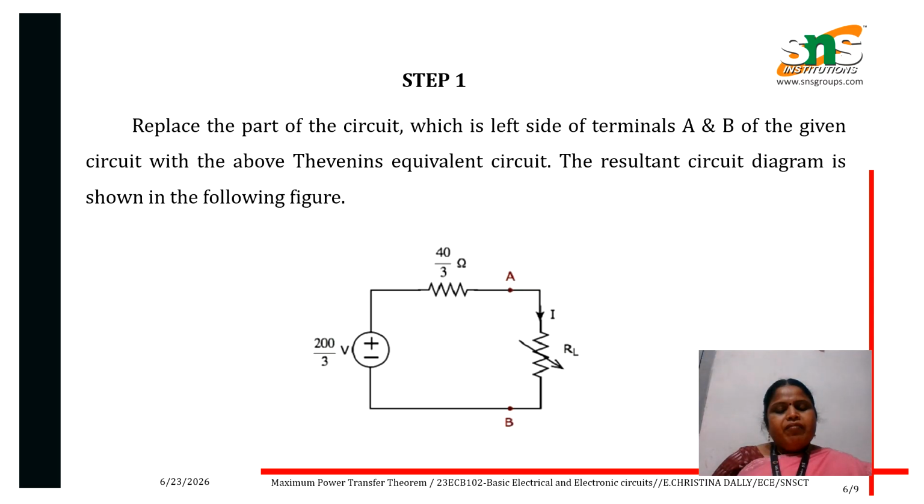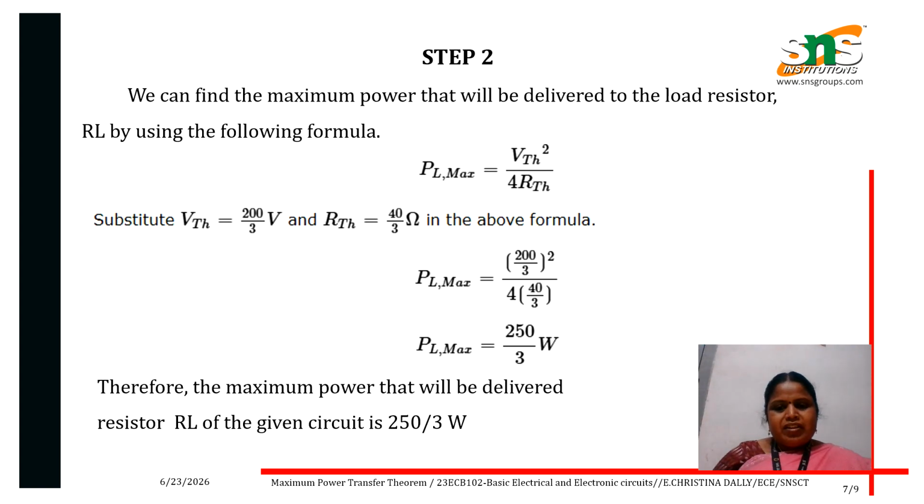We already know that we have to disconnect the load resistance. So here we replace the part of the circuit to the left side of the terminals A and B as given. The resultant circuit diagram is given in the following figure, with the values of RTH and VTH mentioned. The current flows through RL, the load resistance we have disconnected.